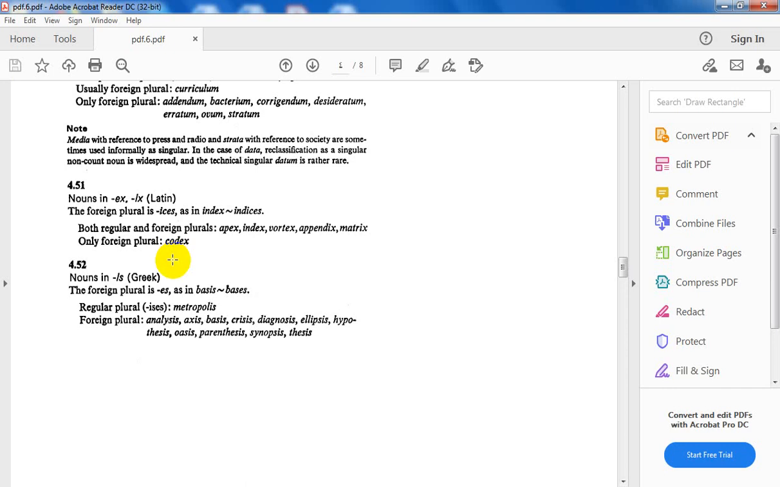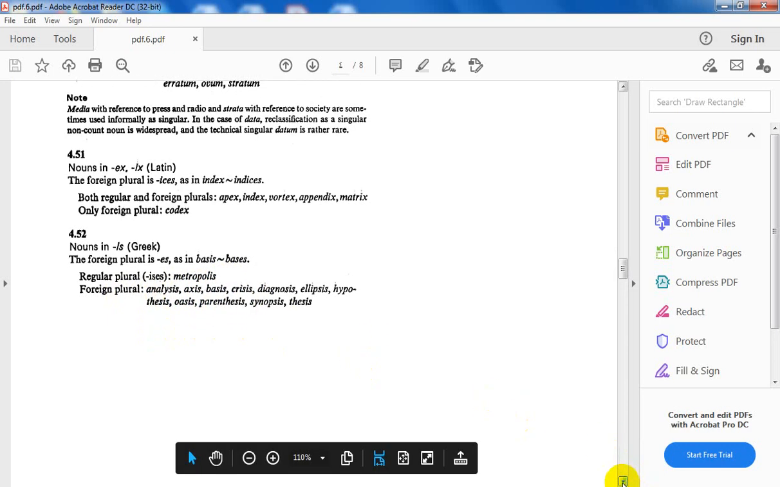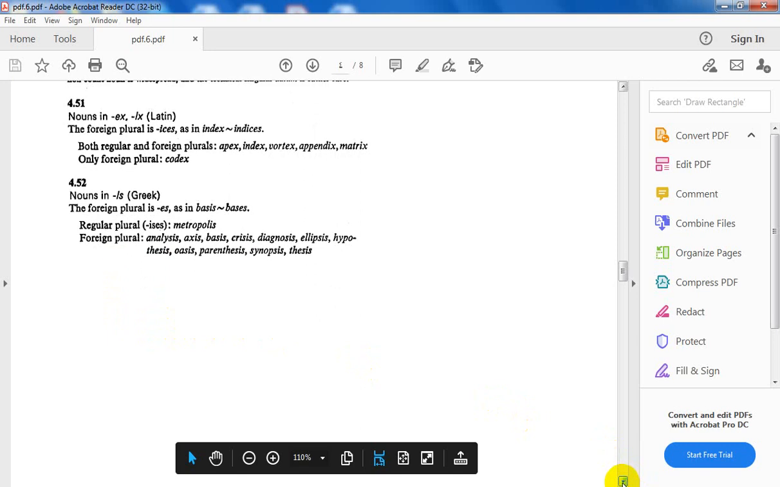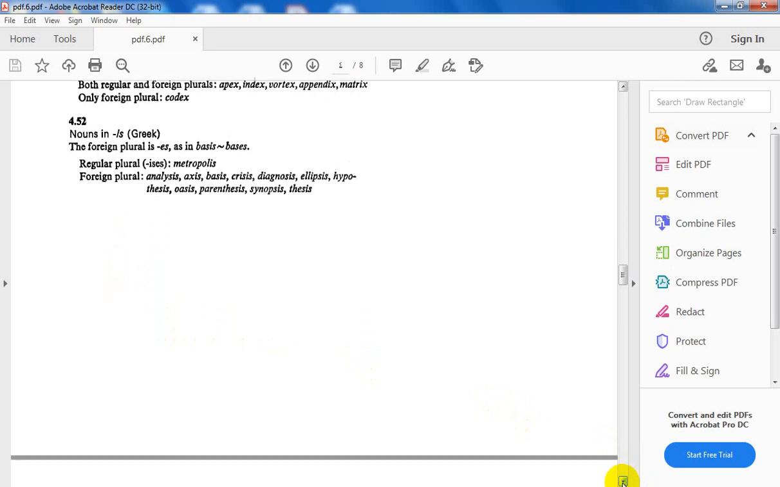Move to the nouns ending in IS. These nouns are from the Greek language. According to Greek, if the noun ends in IS, this IS becomes what? ES. Regular plural: metropolis, metropolises, this is regular. Foreign plural: analysis, this IS will be ES. Axis, axes. Basis, bases. Crisis, crises, and so on. Thesis, theses. Parenthesis, parentheses.